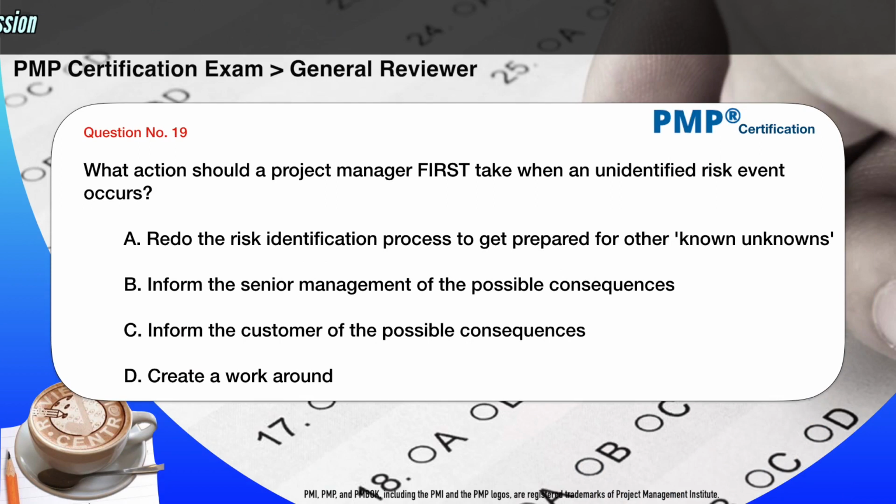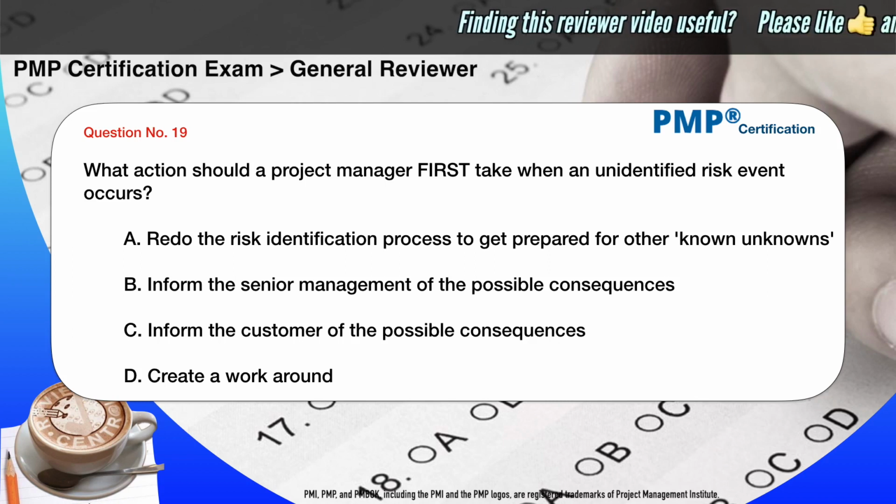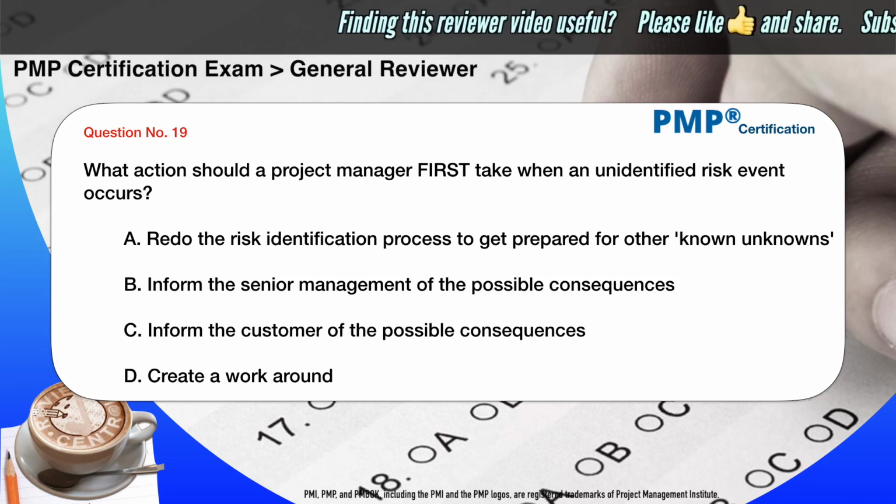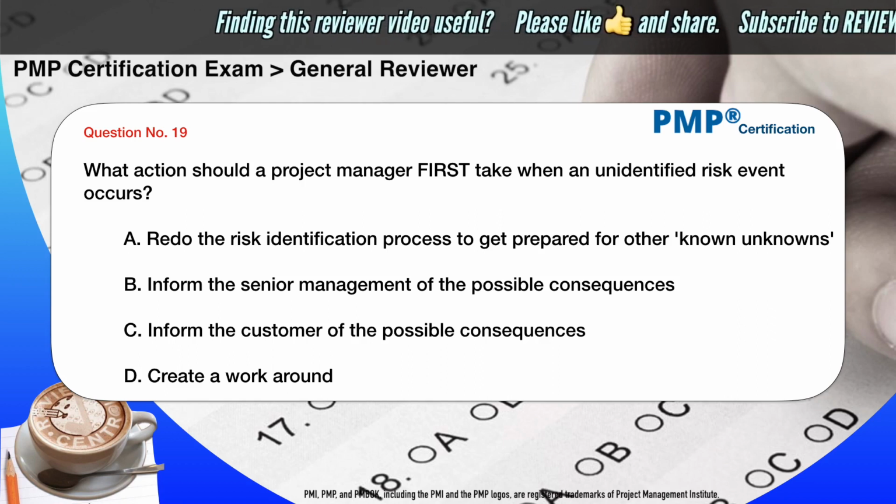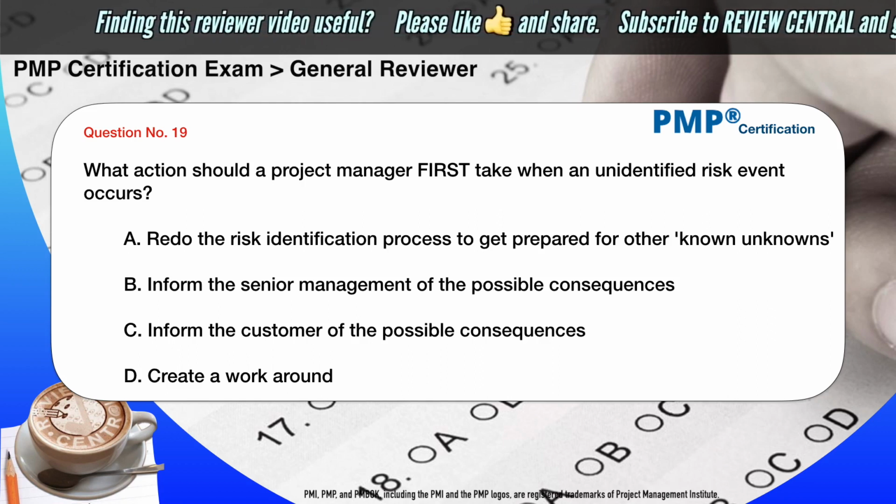What action should a project manager first take when an unidentified risk event occurs? A. Redo the risk identification process to get prepared for other known unknowns. B. Inform the senior management of the possible consequences. C. Inform the customer of the possible consequences. D. Create a workaround.